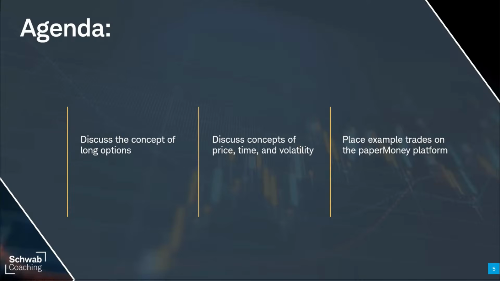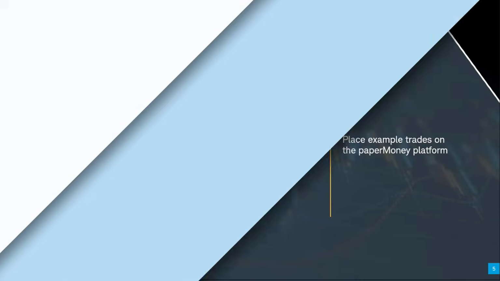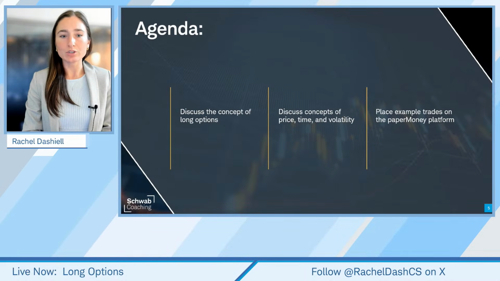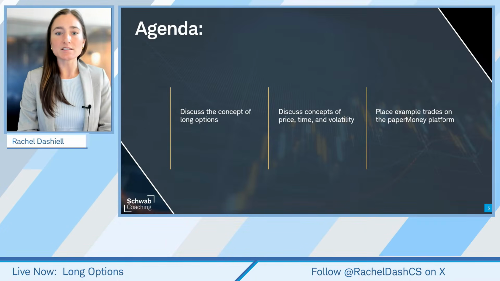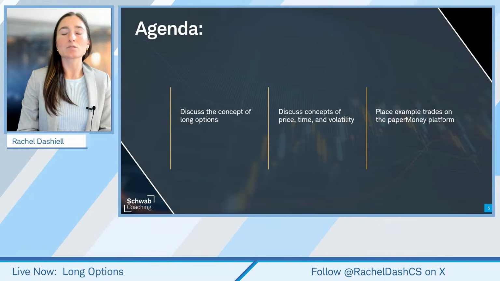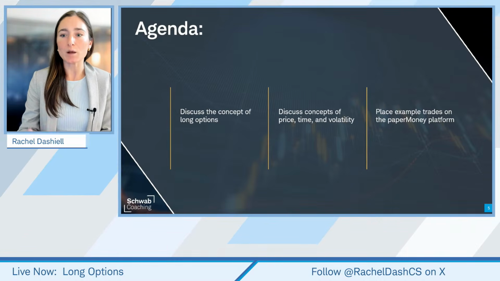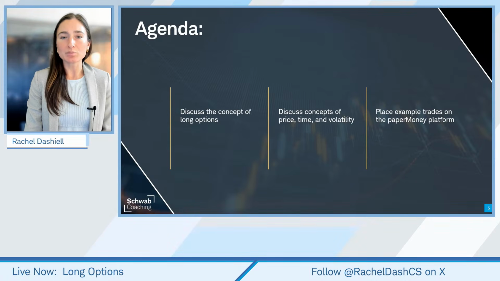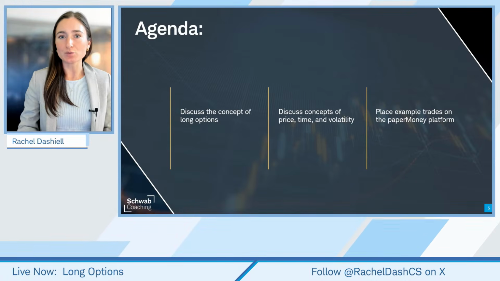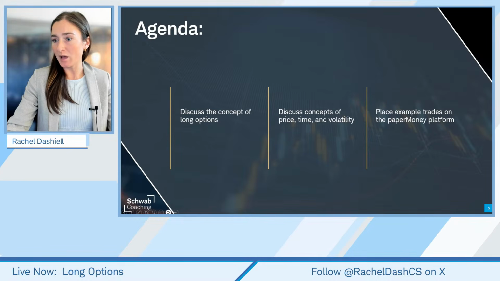Now for our agenda, we're going to start the same way we normally do with our market overview. We're going to review our past trades. Then we're going to discuss the concept of long options and those concepts of price, time, and volatility and how they're going to impact our option price. And we're going to end it with placing a few example trades on the paper money platform.